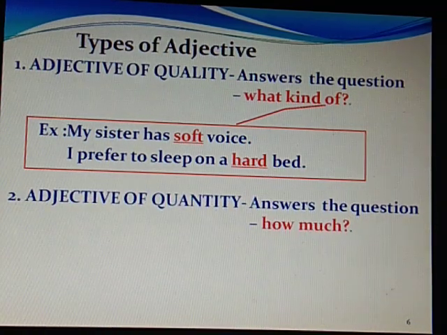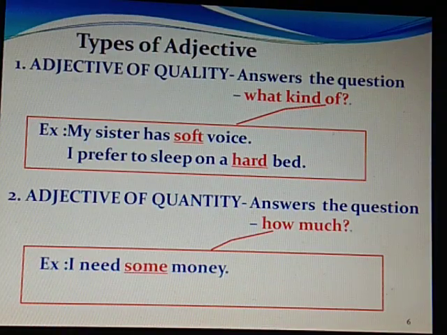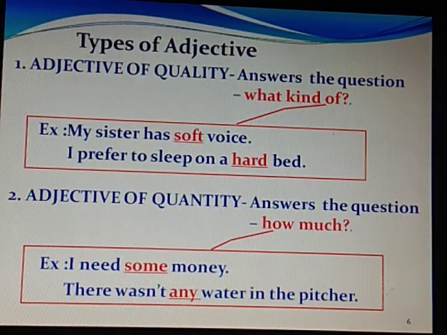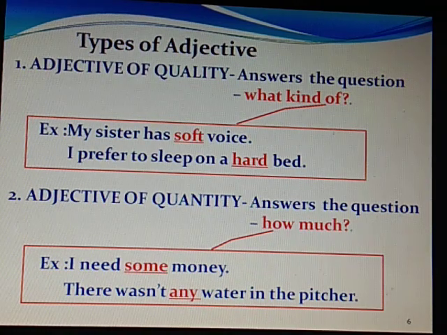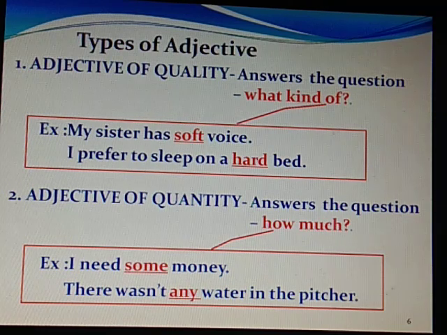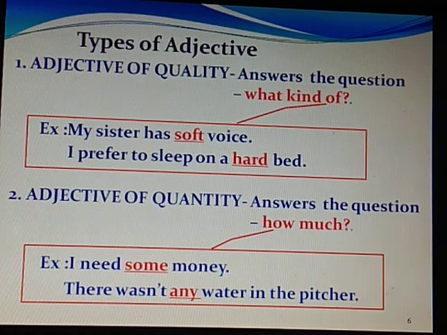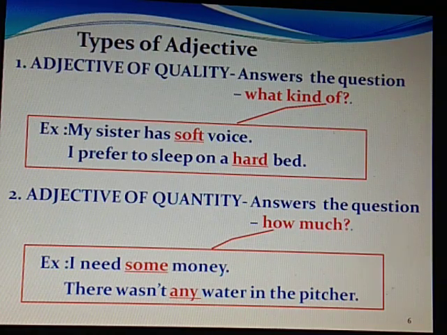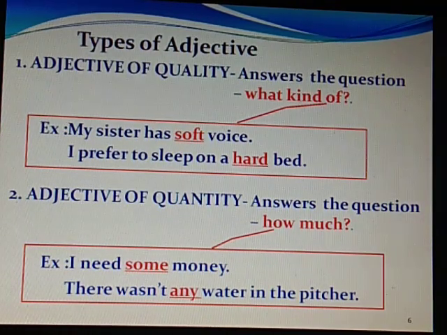Now what is adjective of quantity? It answers how much. For example, I need some money. There wasn't any water in the pitcher. Now here we can see that some and any are used with uncountable nouns. So the word much is generally used for uncountable nouns. So for money we have used some, and for water, which again is an uncountable noun, we have used any.